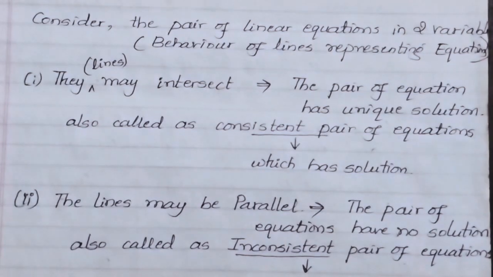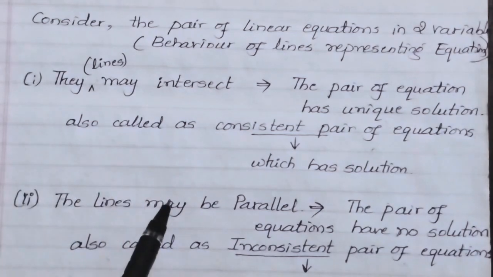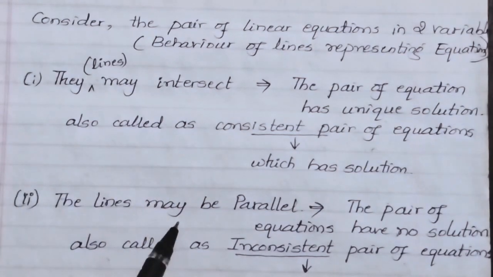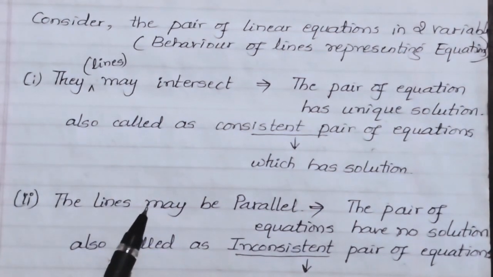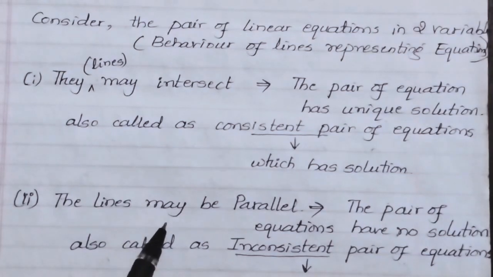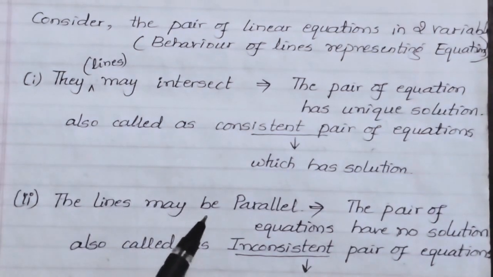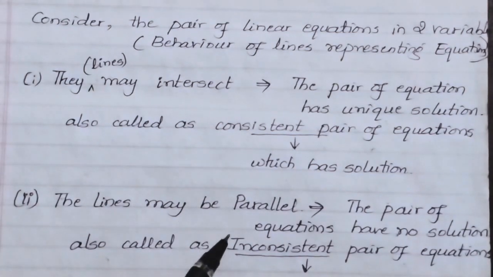If the lines are parallel with one another, then the pair of equations will show you no solution. There will not be any LHS equal to RHS value. Hence, there is an inconsistency in the pair of equations. So, if the lines are parallel with one another, the pair of equations will have no solution and there will be an inconsistency in the pair of equations. So we call it an inconsistent pair of linear equations.